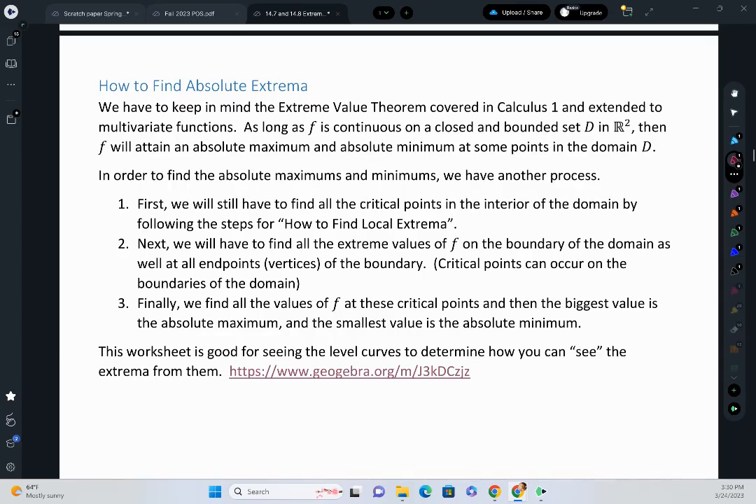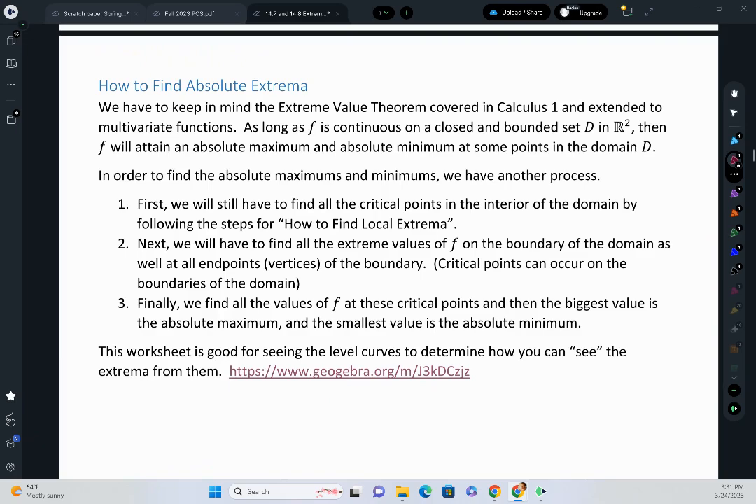On the flip side, if we don't have a closed and bounded domain, like an unbounded domain that is infinite, then we have no guarantees about absolute extrema. We don't even have guarantees about local extrema. They may or may not exist. We would just have to do the work to figure out if they do or not. So having a closed and bounded set for the domain of a multivariate function allows us to say, yep, we're going to have extrema, let's find them. But in order to find them, we have to go through our process. The very first thing that we'll have to do is actually draw our domain.